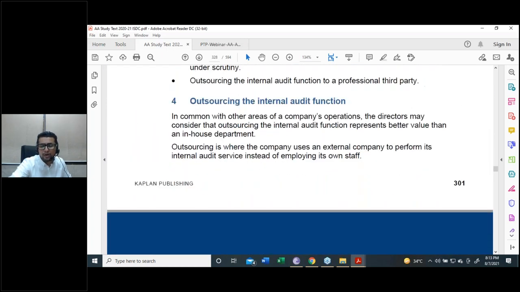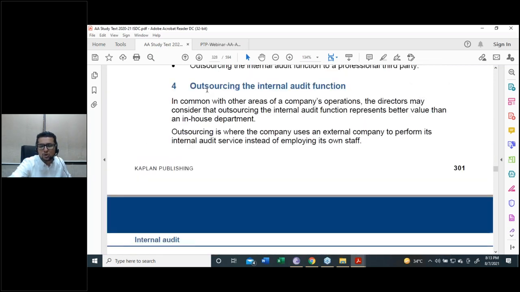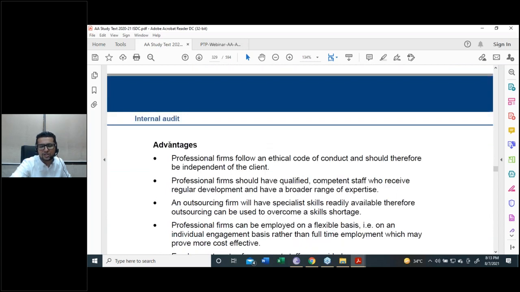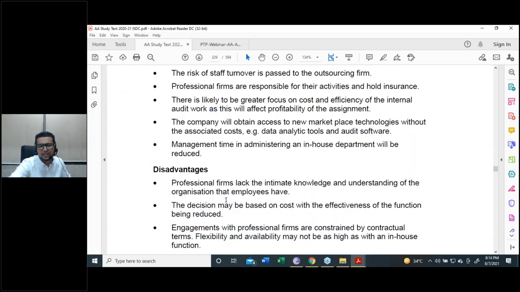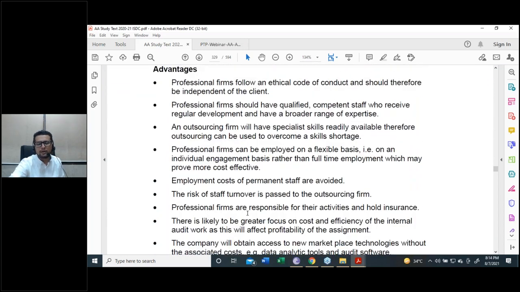Okay, another important knowledge based question: can you outsource the internal audit? Yes, it is very common all over the world to outsource the internal audit function. There are advantages and definitely there are disadvantages. Advantage number one, when we outsource the internal audit, the independence of the internal audit will improve.